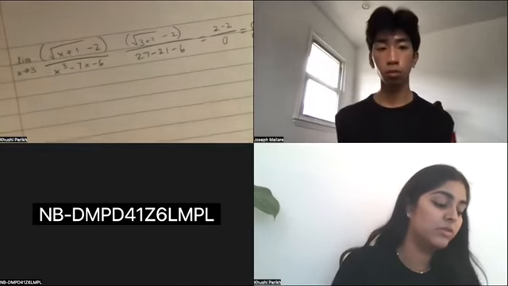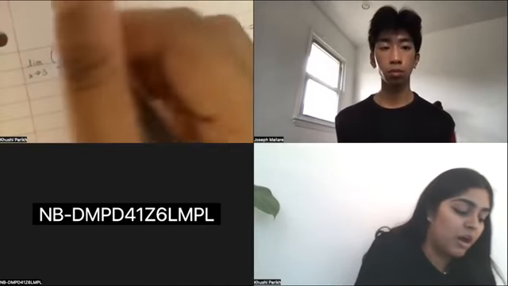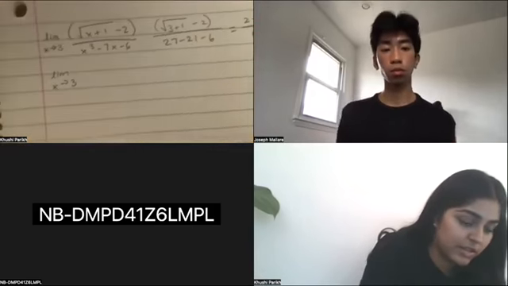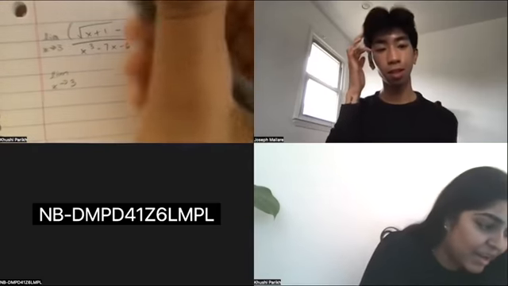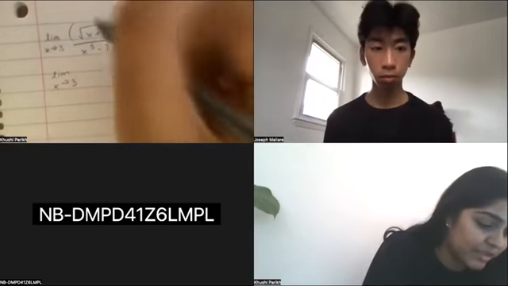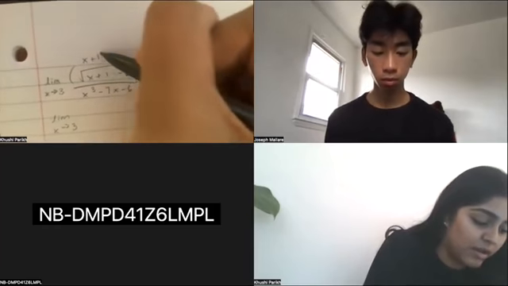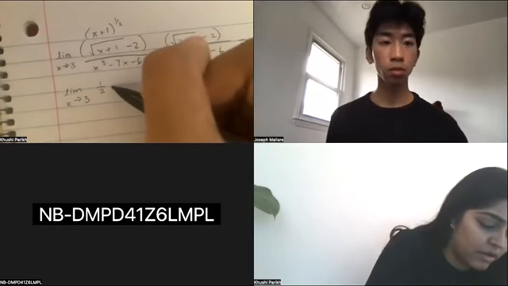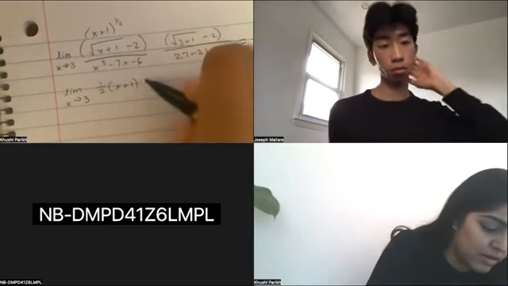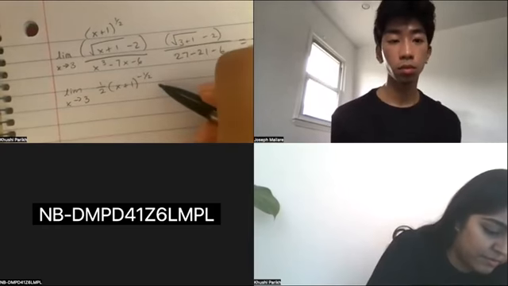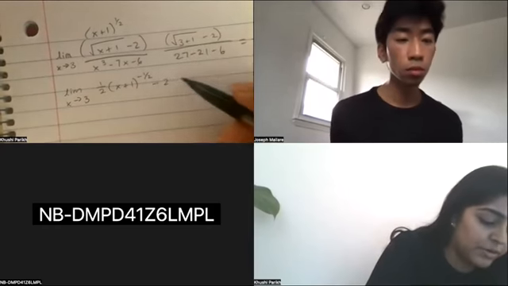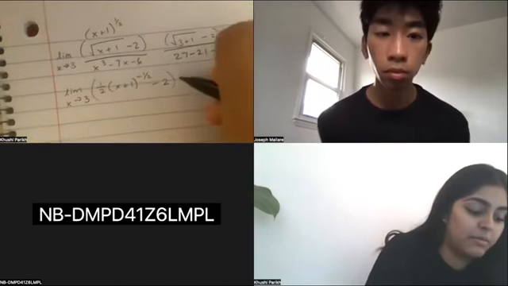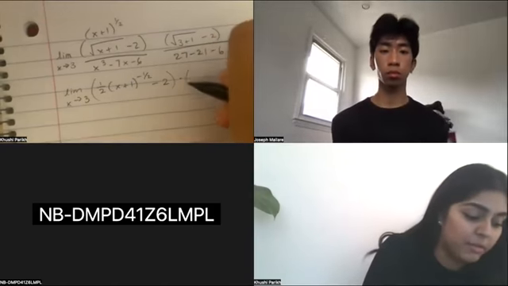We can use L'Hopital's rule by taking the derivative of the top and bottom of this function. So we can do the limit as x approaches 3. Can you see that? Sorry, I can't see what I'm doing. And then this is the same thing as rewriting x plus 1 to the 1/2. So we can do 1/2 of x plus 1 to the negative 1/2 minus 2. And then we multiply this entire thing, right? By, for chain rule, we'd multiply it by x.